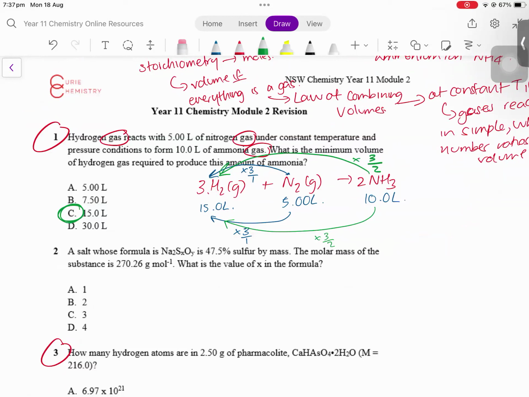So the key takeaway from this question: anytime you see a reaction in your exam that's all gases, and they happen to give you volumes, use ratio work with that volume. You don't have to convert it to moles, it'll be proportional.